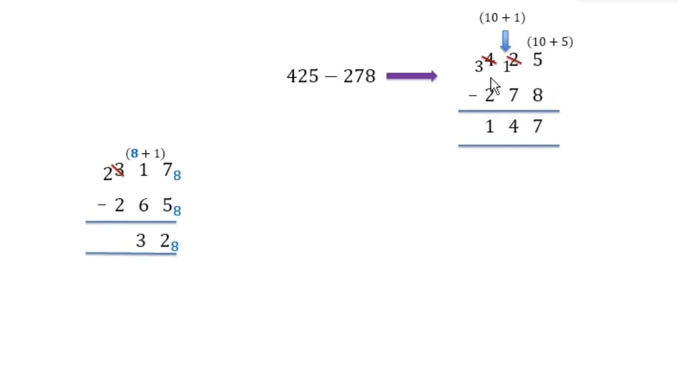Let me show you. So 425 minus 278. 5 minus 8, you can't solve, so you have to borrow 1 from this 2. And when you borrow 1 from this 2, it becomes 10. So it becomes 10 plus 5, not 1 plus 5.